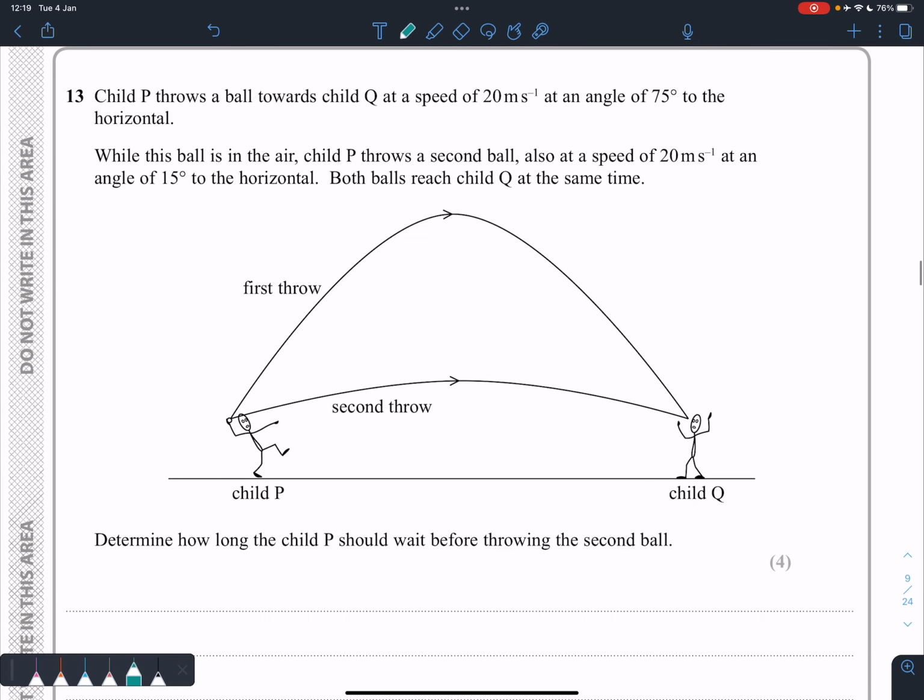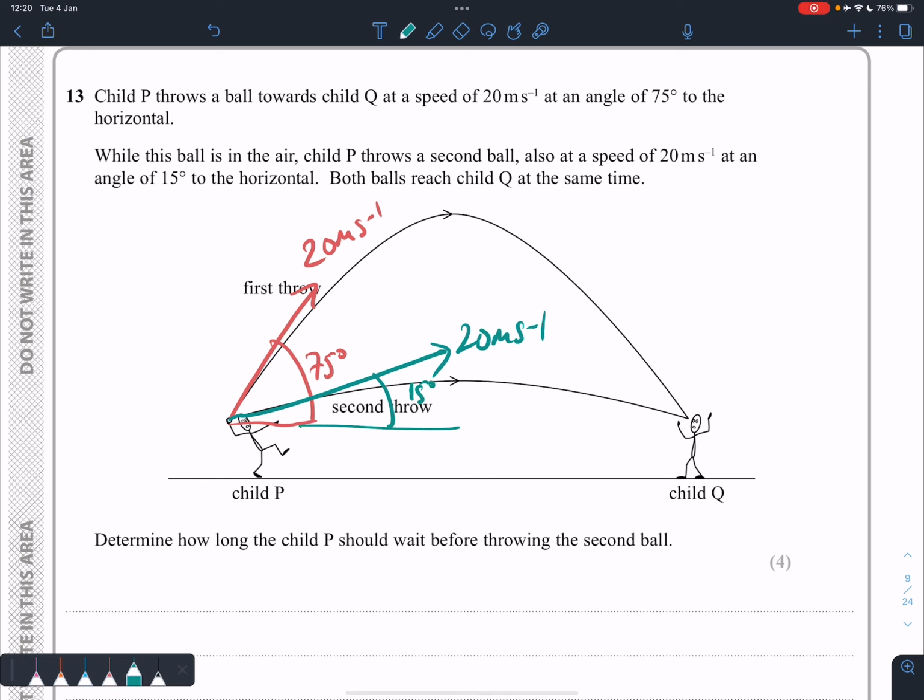Next question, projectiles. This looks interesting. Okay. So this is 20 meters per second and angle 75 degrees to the horizontal. And the other one is also 20 meters per second but it's only 15 degrees. Okay. So both balls reach child Q at the same time.